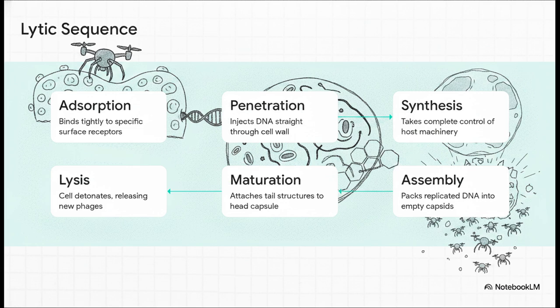Step 4 is assembly, where all those new capsomers snap together to build empty heads that get packed with the copied DNA. Step 5, maturation, sees the tail structures bolted right onto those loaded heads. And finally, Step 6, lysis. The newly built drones deploy special enzymes like lysozyme to dissolve the bacterial cell wall from the inside out. The cell just violently detonates, flooding the environment with hundreds of brand new raiders.